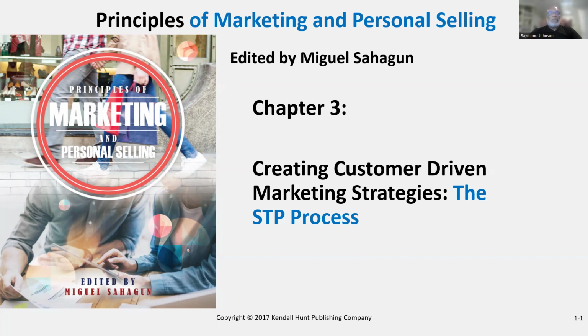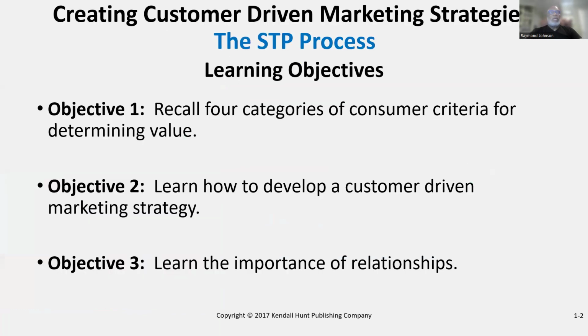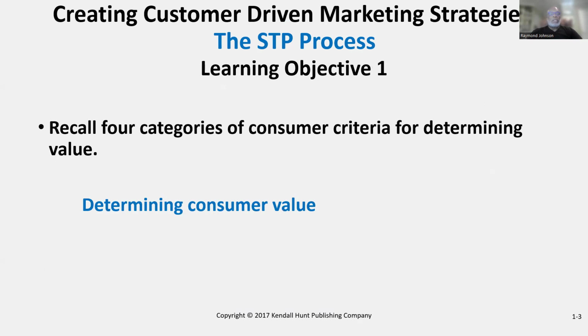So as we look at this, we'll talk about the different categories of customer criteria. We'll talk about customer-driven marketing strategy and the importance of relationships. Today, as you'll remember, we started with the production era. We then had the sales era, then the marketing era, and then the relationship era. Today, it's all about building customers for life in our sales meeting.